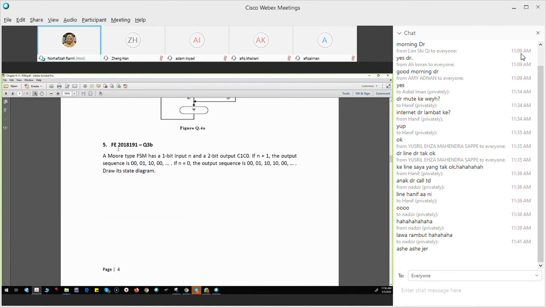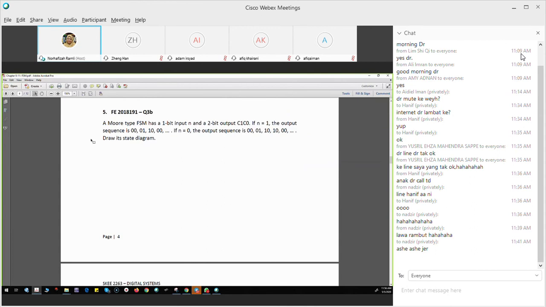Now, this is a Moore machine, 2018-19, question 3B, a Moore FSM. You have two outputs, the sequence, this is a counter. So, draw the state diagram of the counter. If you look at the counter, the state diagram is from 0 going to 1, from 1 going to 2, from 2 going to 2, and then from 2 going back to 0, okay? And you have to identify the output. A Moore FSM has a 1 bit input and a 2 bit output, C1 and C0.